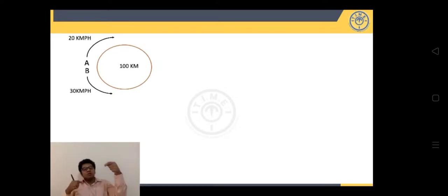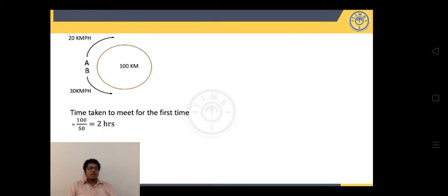So in 2 hours A would have traveled 40, B would have traveled 60, therefore they would have met at some point. So after 2 hours they will meet for the first time. Here the formula is simple: distance divided by the sum of the speeds, which is 100 divided by 50. Hence in 2 hours they will meet.